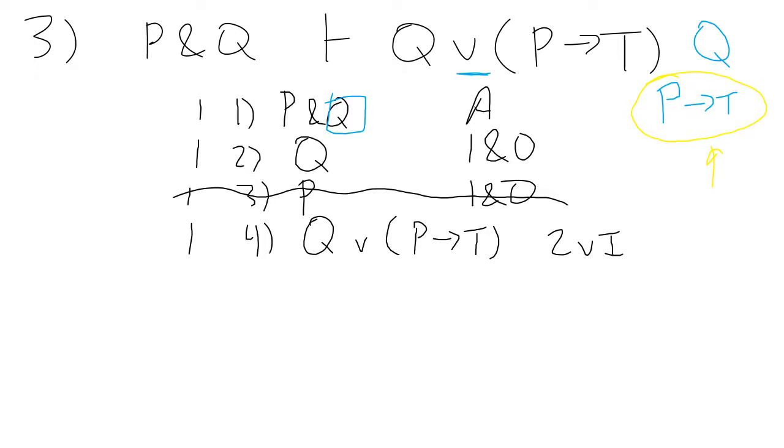And you have to make sure that you're looking for the exact disjunct that the conclusion is asking for. There is no P arrow T in the premises. You can't build P arrow T. Even if you had the rule, there's no way to build it. But you do have Q. So we go for Q and then we wedge in the other side.